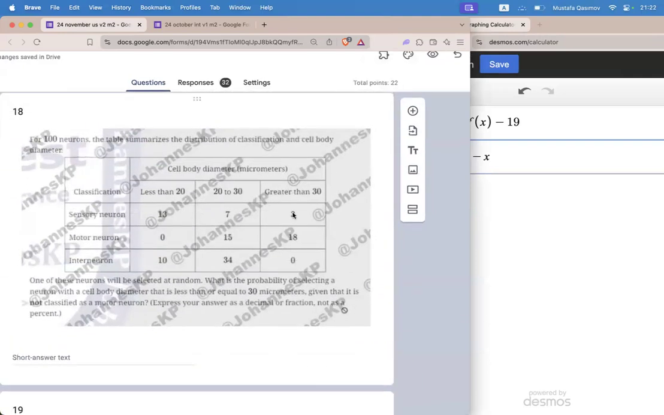Okay, for that one, it says that one of the neurons will be selected at random. What's the probability of selecting a neuron with a cell body diameter that is less than or equal to 30 micrometers, given that it is not classified as a motor neuron? You have to first read the second part. Not classified as a motor neuron means we have to delete that part.